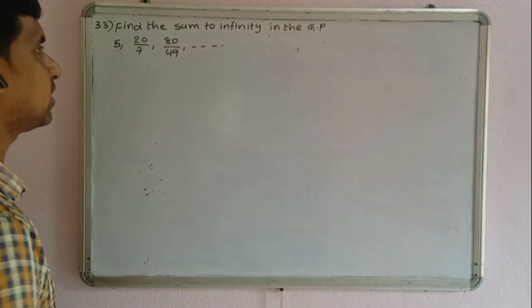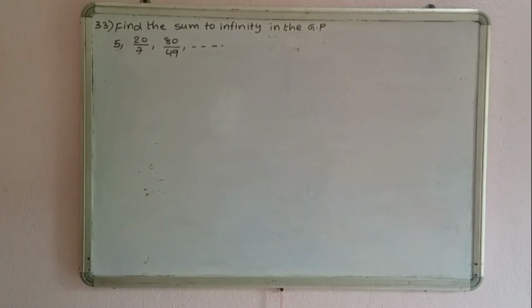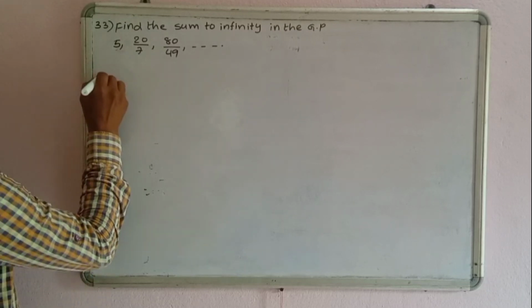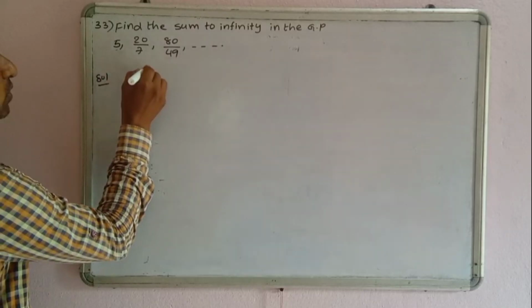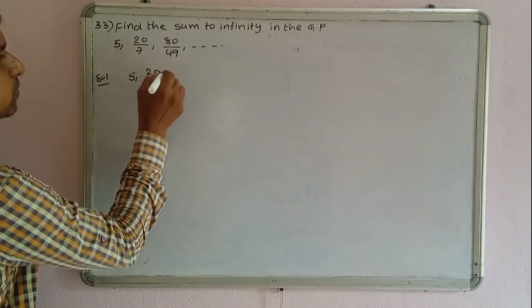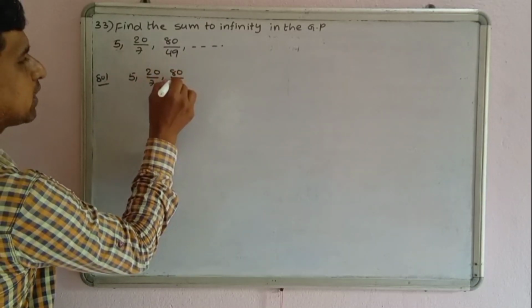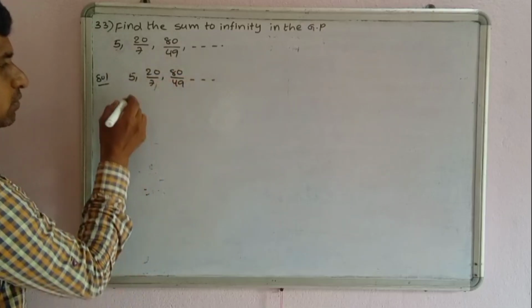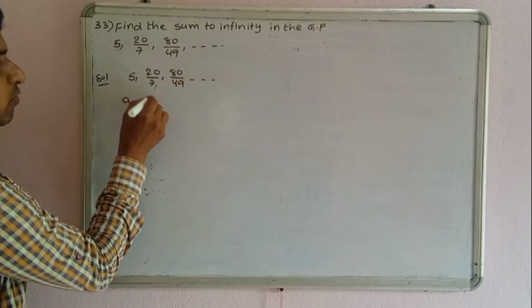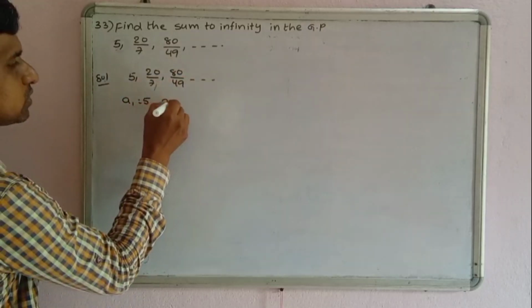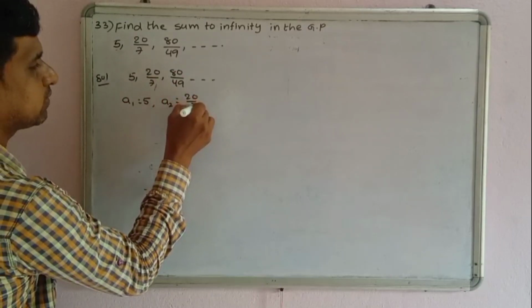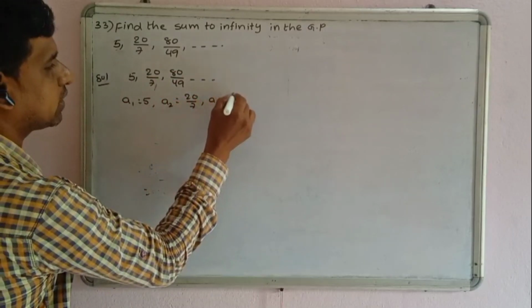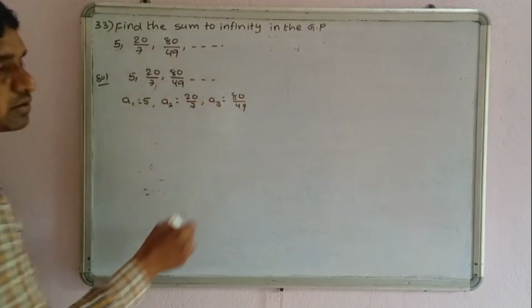See problem number 33. Find the sum to infinity of the GP 5, 20/7, 80/49, and so on. See the solution: 5, 20/7, 80/49, and so on. Here a1 equals 5, a2 equals 20/7, a3 equals 80/49.